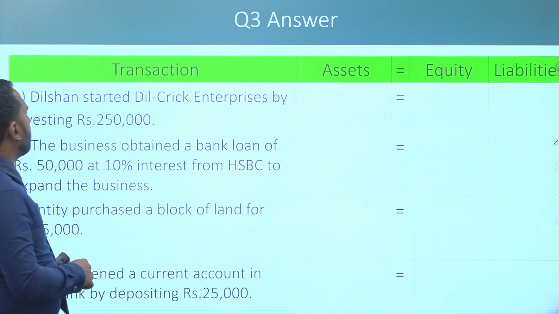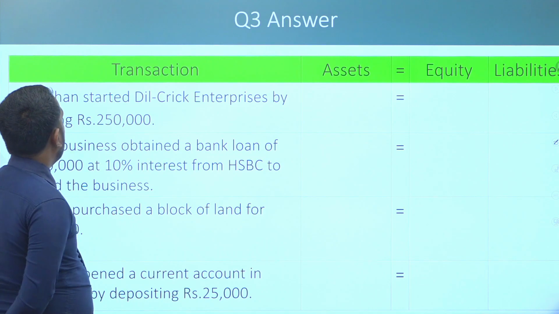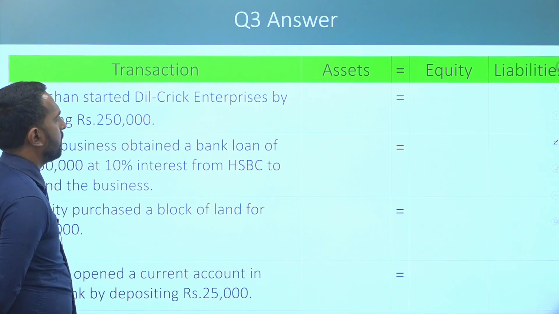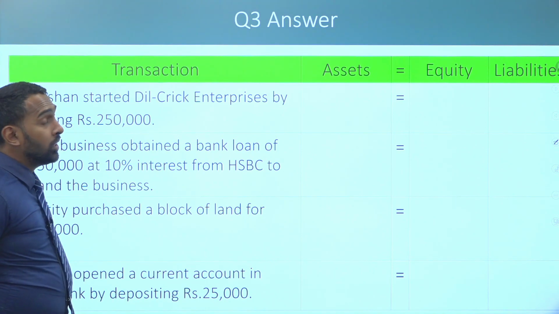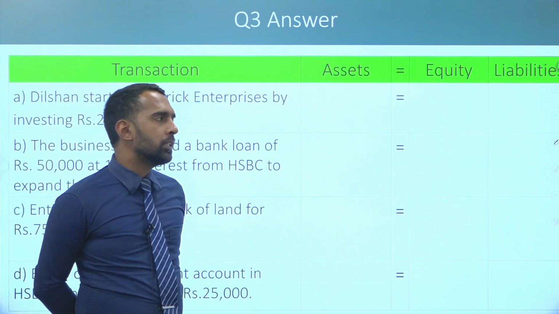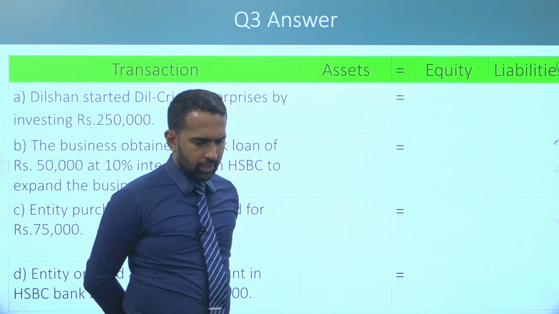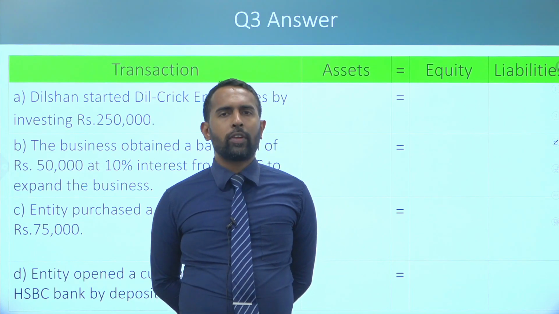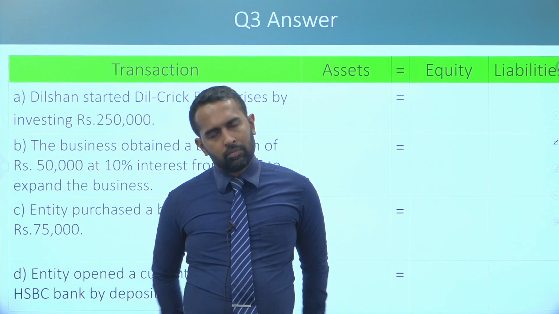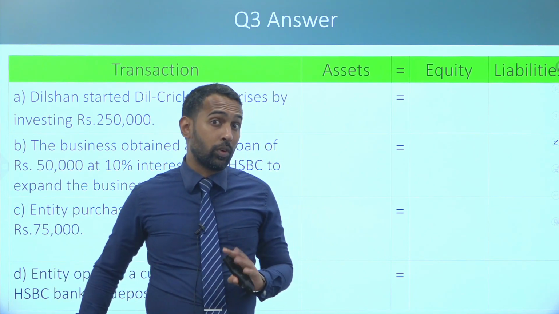Right. We'll take one by one. Question number 3. Dilshan started Dil Crick Enterprises by investing 250,000. Okay. So here Dilshan is the owner. Dilkrik is the business. Whose point of view should we take, Dilshan's or Dilkrik's? Dilkrik. However fond we are of Dilshan, we don't care. He is the owner. He is separate. We have to focus on the business, right?